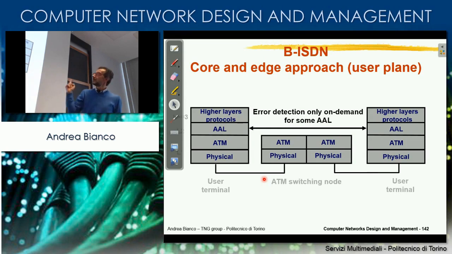If you look at this picture here, the AAL is the first layer not present in the network. So it's very similar, if this is a real user, to what is a transport layer in a typical packet switching architecture. So it's the first layer end-to-end, not running in your network. AAL is not running in your switches. It's only running in the user.